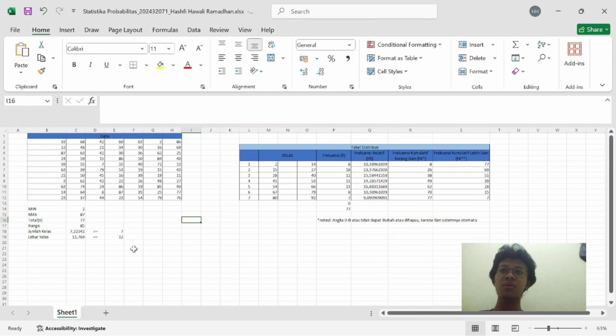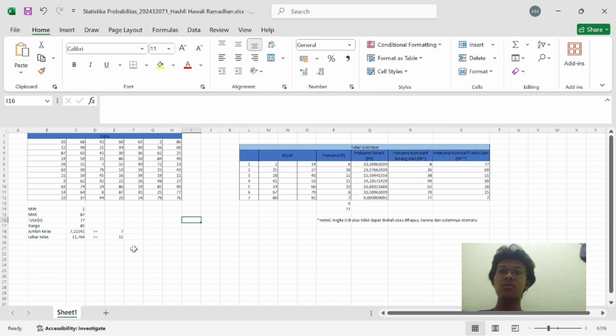To find the maximum value, we use =MAX of all values in the data. 3. Total count, we got 77. To find the total count, we use =COUNT of all the values in the data. 4. Range value is 85.